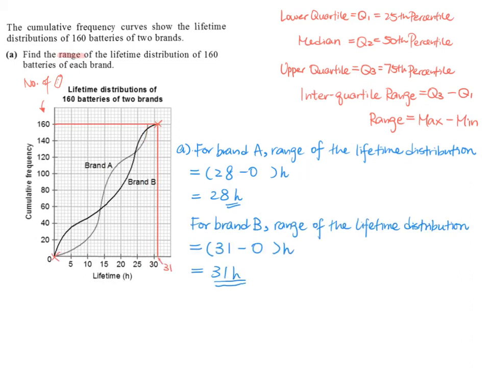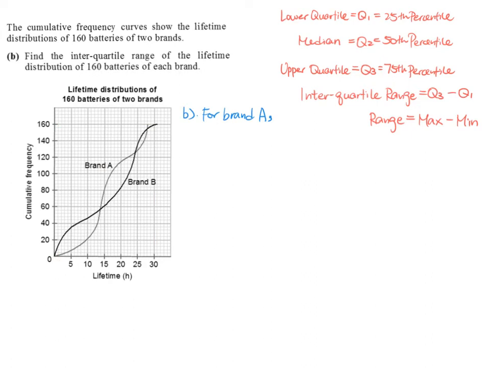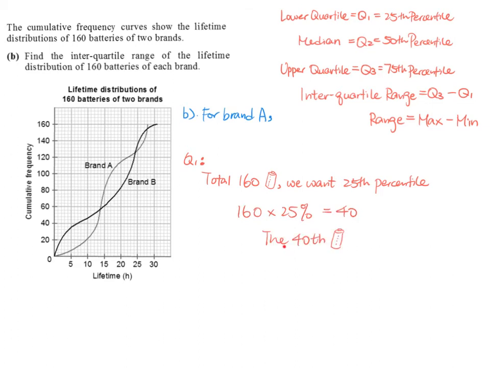And likewise, for brand B, it would be this point, right? The maximum would be 31 hours. Minimum, 0 hours. To find the interquartile range, we need to find Q3 and Q1, right? So how do we find Q1? Q1 is actually the 25th percentile. So 160 times 25% is actually 40, right? So we want the 40th battery, which is right here. And so our Q1 would be 13 hours.